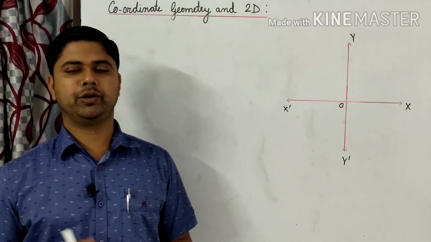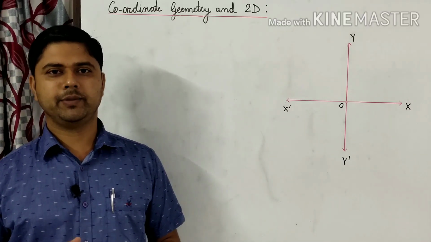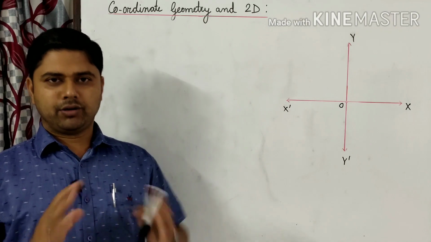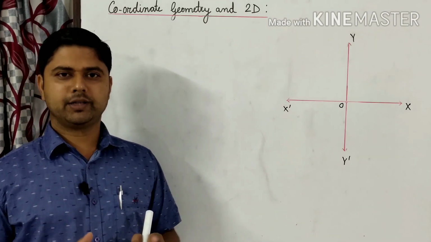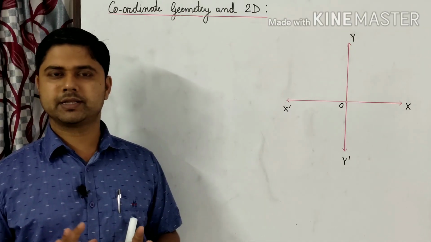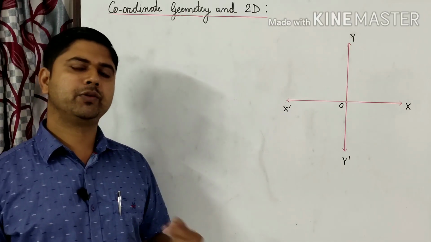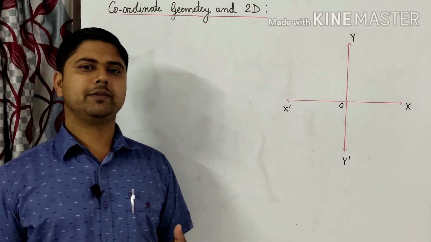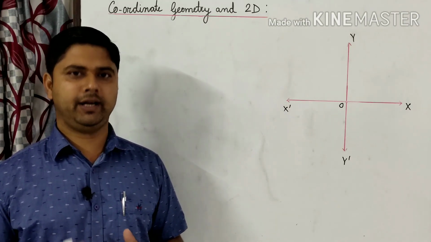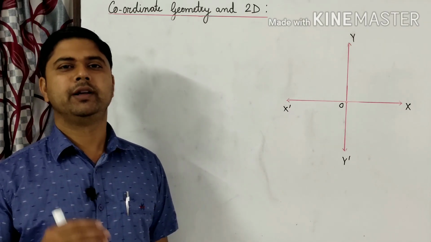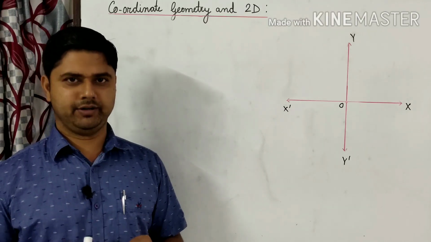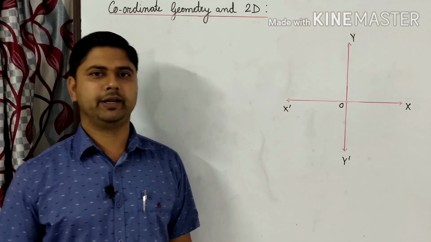Today in this video I am going to discuss coordinate geometry in two dimensions. Generally, all things we find are two dimensional figures, and some are three dimensional or four dimensional figures. Generally we will discuss two dimensional things. Three dimensional means what? Those things which have length, breadth and height. Two dimensional means what? It has length and what? Breadth only.